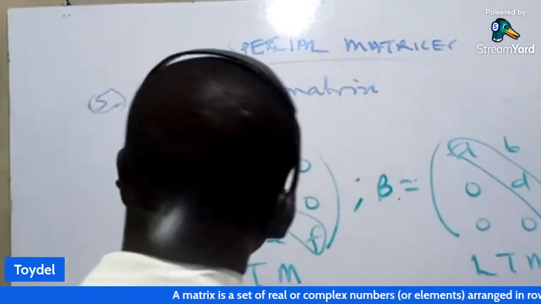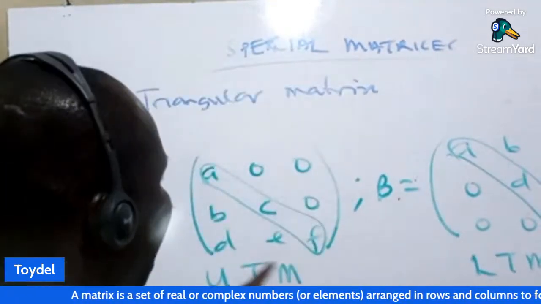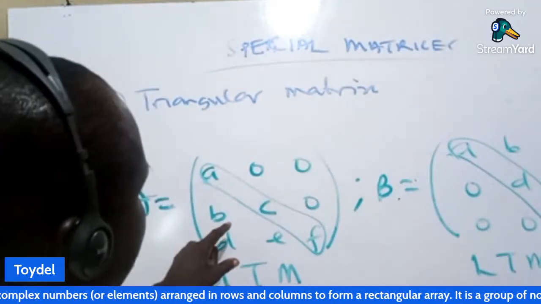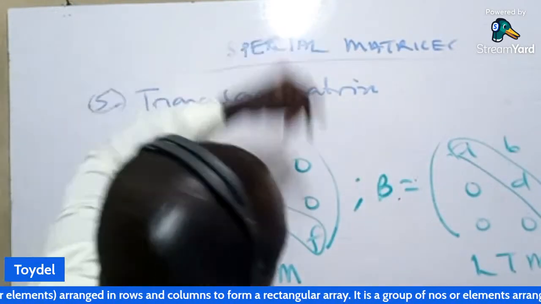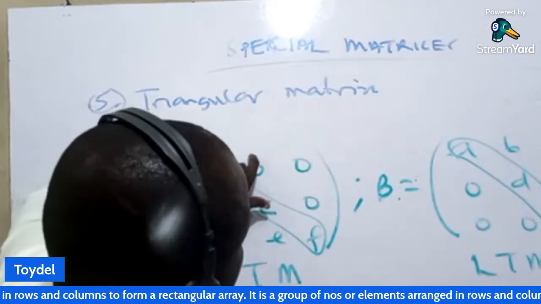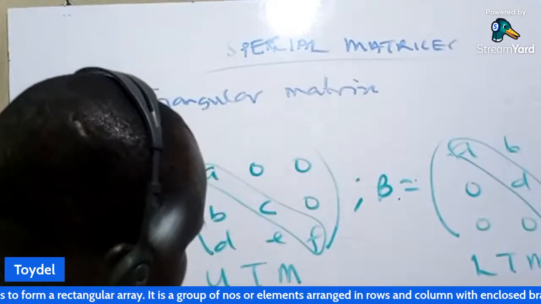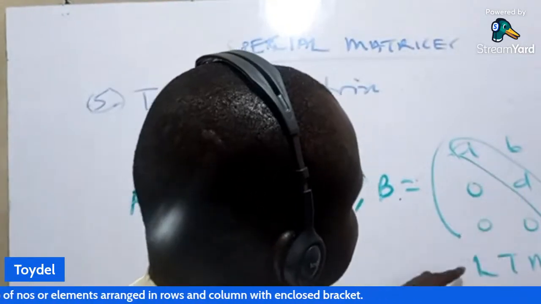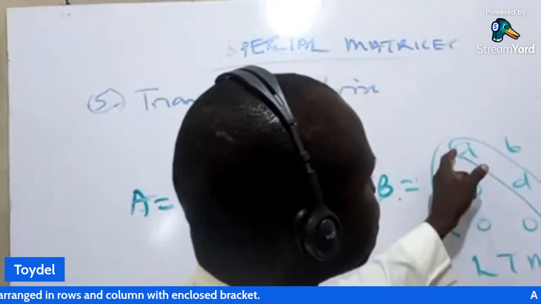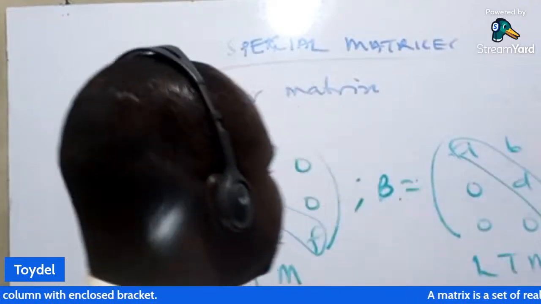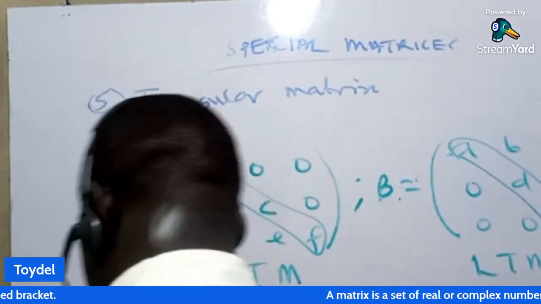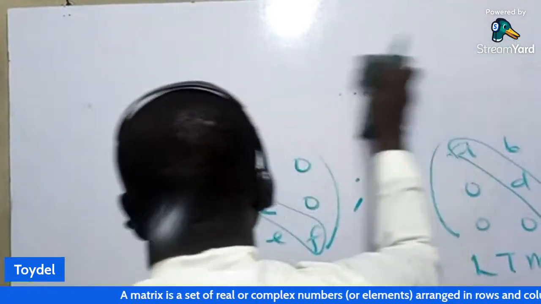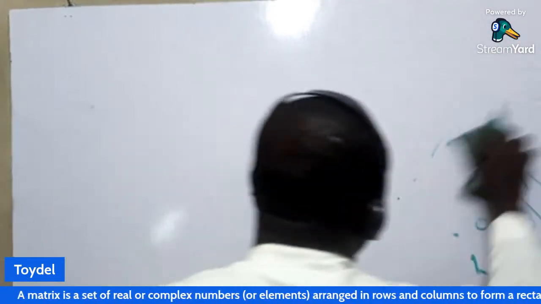So both of these matrices are triangular matrices. A is called upper. Why is it upper? Because all the entries above the leading diagonal are zeros. So this one is called the upper triangular matrix. In this case, it is also a triangular matrix, but this one is the lower triangular matrix because all the entries below the leading diagonal are zeros. Okay. So we've considered the 5 special matrices that we are expected to be familiar with.